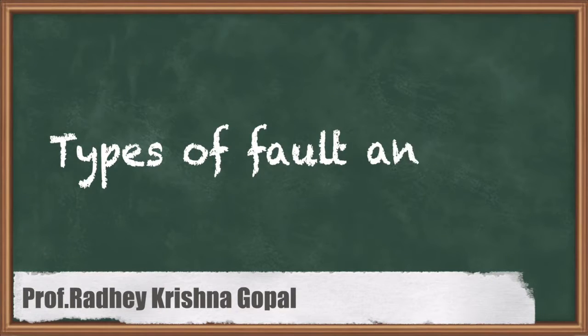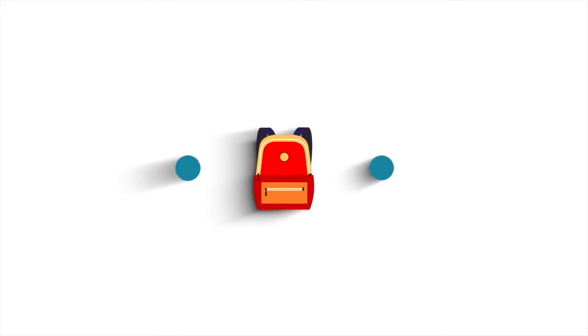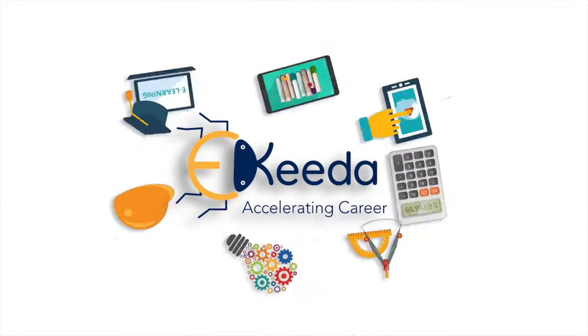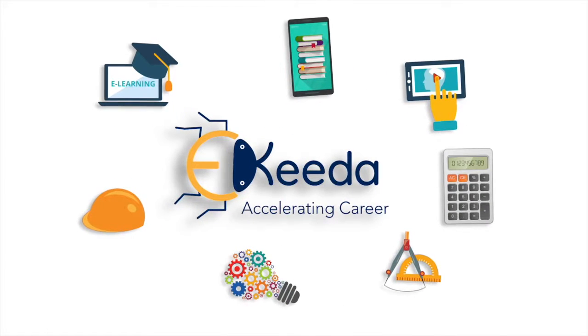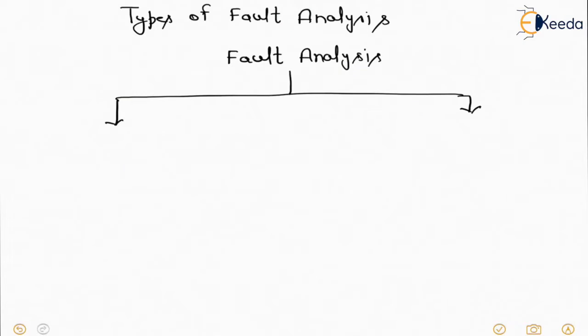Hello friends, now we are studying types of fault analysis. Fault analysis can be classified into two ways. The first one will be based on ground and line conductor, and the second one will be based on symmetricity. So first we are going to classify based on ground and line conductor.